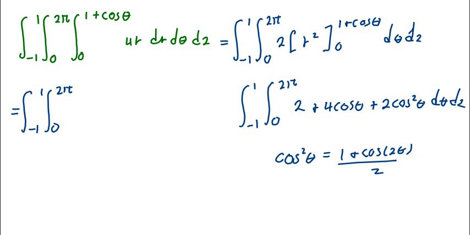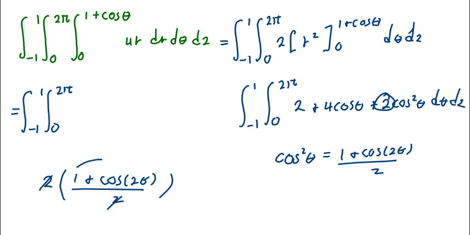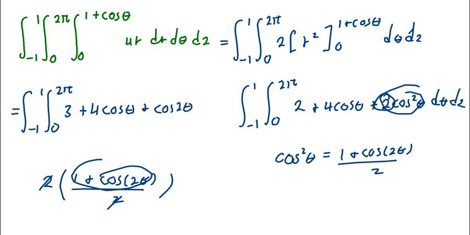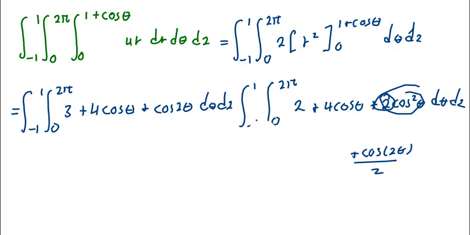We have the 2, which is this one here. Then instead of cos squared, I'm going to write 1 plus cos 2 theta divided by 2. So this can cancel out and that can cancel out, meaning this one can be written in place of that one. I'm going to get this one and add to this 2 here, and it's going to be a 3. This is going to be 3 plus 4 cos theta plus cos 2 theta d theta dz. That's what we have.